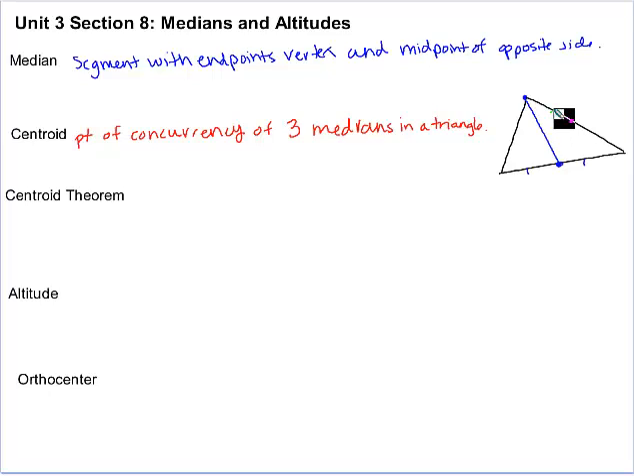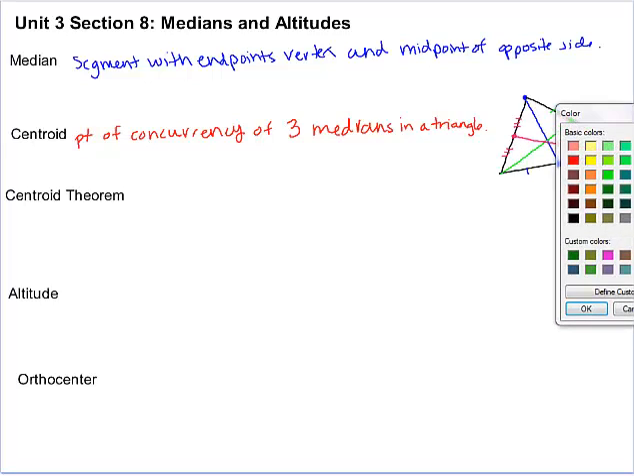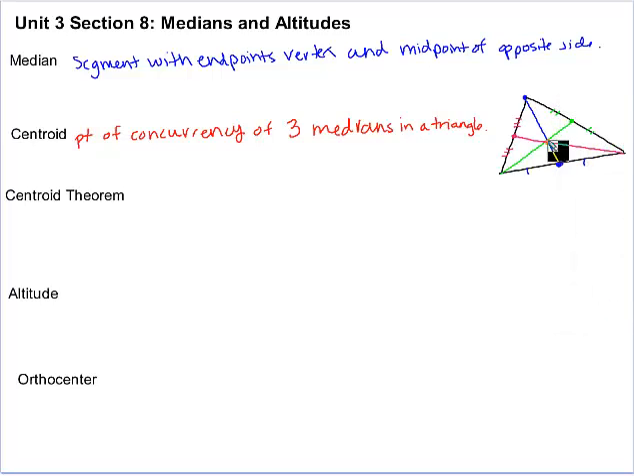So right there's about the midpoint. So there from the vertex to the midpoint, that's our other median. And our third one, right about there, looks like it's the midpoint. So from there to the vertex is our third median. And then we have the point of concurrency. So where all three of those intersect, that is called the centroid.